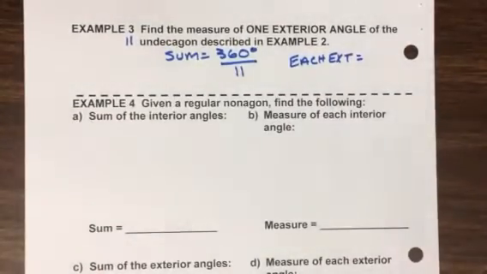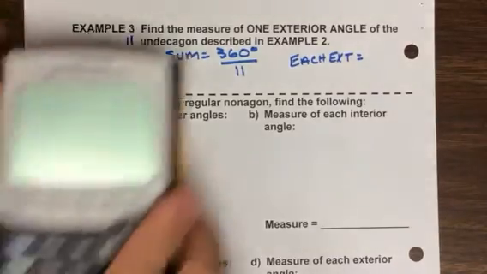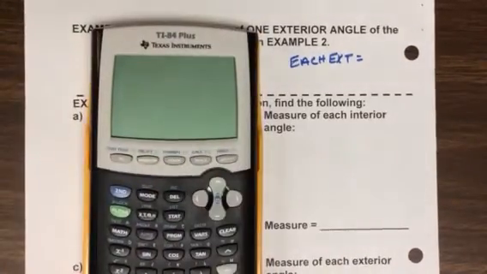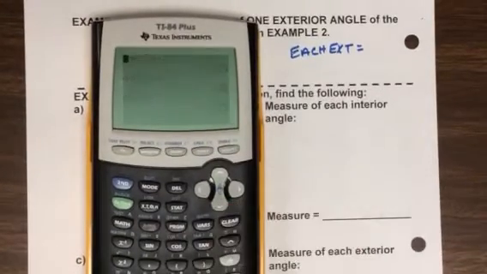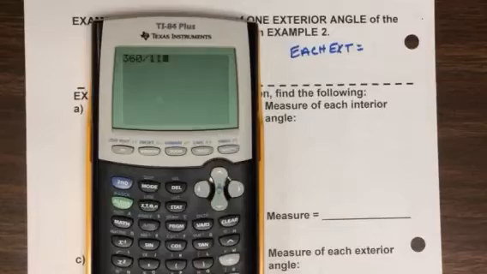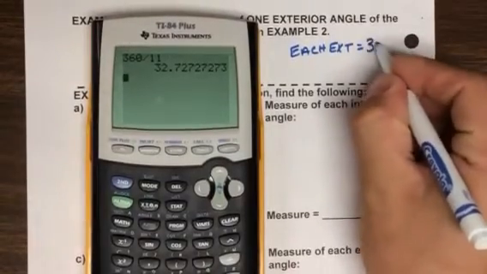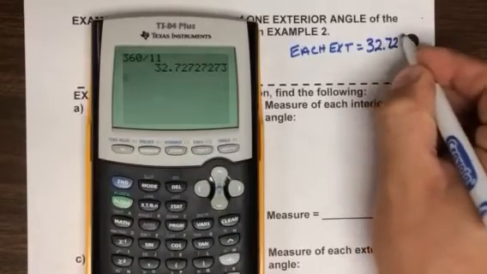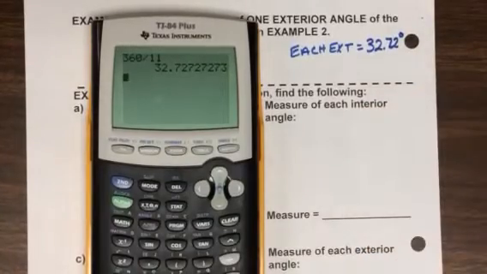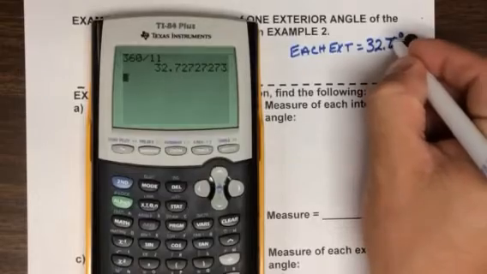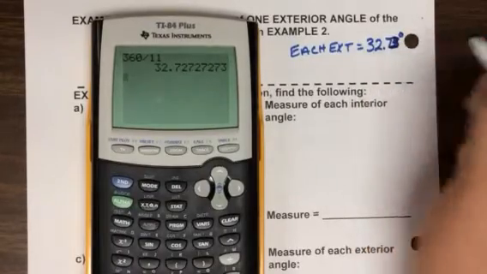If you do not have a calculator, I suggest you grab a calculator at this time. Help you out with this. We're going to say that each exterior angle is 360 divided by 11, which in this case is 32.72 degrees. Excuse me, that should be 32.73 degrees because I'm going to round.